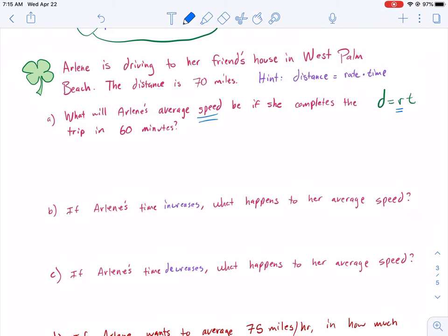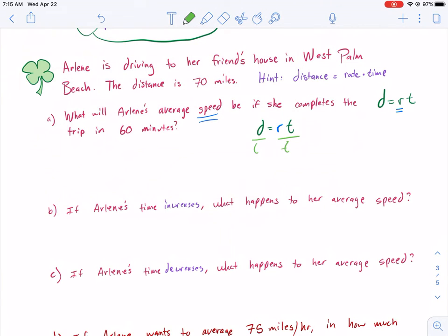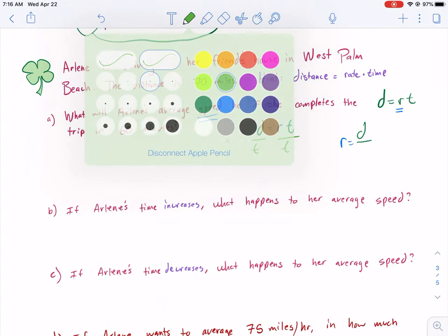Speed is the rate. Okay, so the first thing we should probably do before even inputting 60 minutes in for time is we need to get the rate by itself. If that's what we're solving for, then that's what we should get by itself. So let me rewrite this equation. D equals, let me make it blue just so you can see it's different, R times T. So now we are going to divide both sides by T. Divided by T. And now I know that R equals D over T.